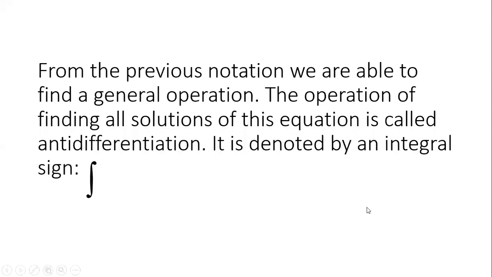Okay, so with the previous notation, we're able to find a general operation. Now, the operation of finding all solutions of this equation is called anti-differentiation. It's denoted by an integral sign. You'll see this sign hundreds of times moving forward. It's this weird, long-looking f without the line in the middle. This is known as an integral. We're going to be talking about integrals for the remainder of this unit.